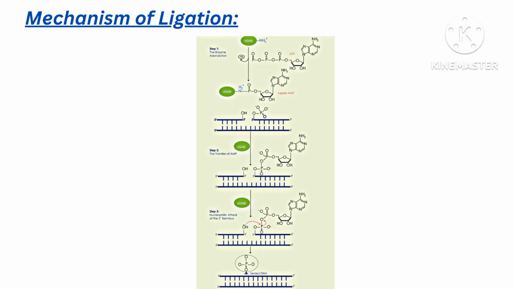ATP is hydrolyzed to AMP and pyrophosphate, PPi. The AMP group is transferred to the 5' phosphate of the nicked DNA. Step 3 is phosphodiester bond formation, in which the 3' hydroxyl group attacks the phosphate, forming a phosphodiester bond and releasing AMP. This seals the nick and restores the integrity of the DNA backbone.